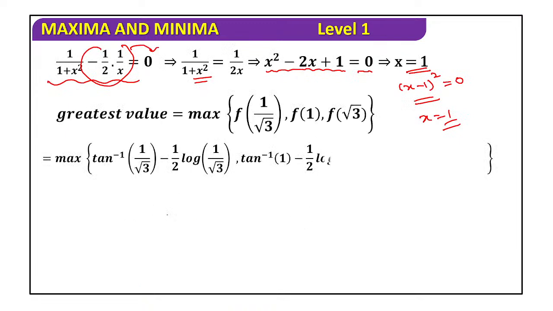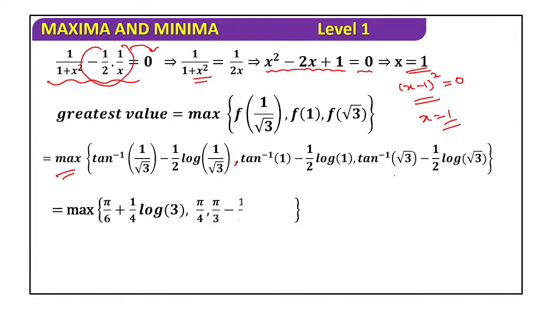you can just see that the maximum value will be tan inverse of 1 by root 3 minus 1 by 2 log of 1 by root 3, comma, tan inverse of 1 minus 1 by 2 log of 1, comma, tan inverse of root 3 minus 1 by 2 log root 3. Okay, the maximum value of these three is going to be your answer. It is pi by 6 plus 1 by 4 log 3, comma, pi by 4, comma, pi by 3 minus 1 by 4 log 3.